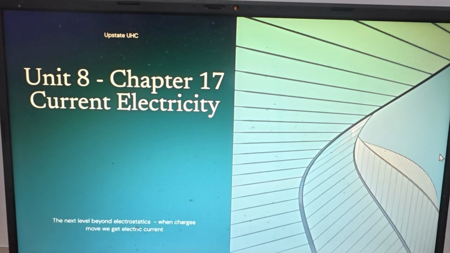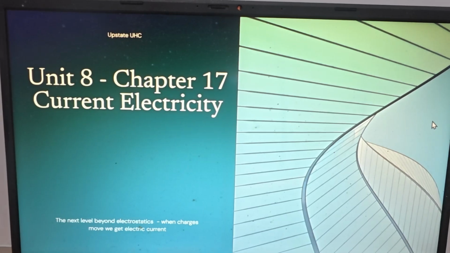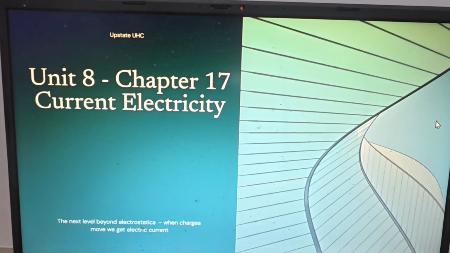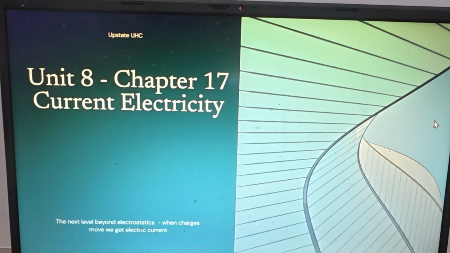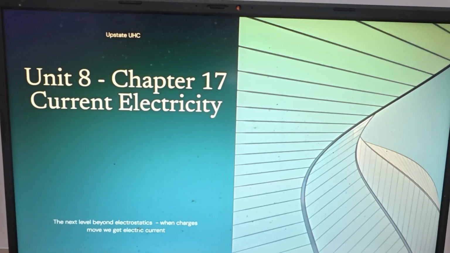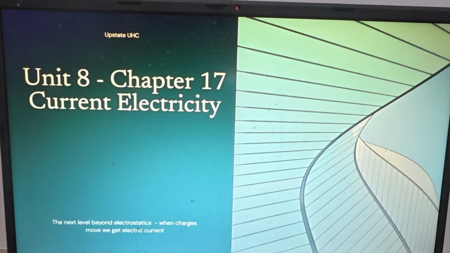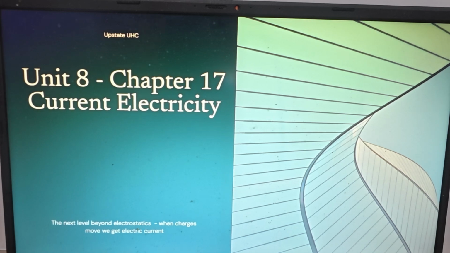We're going into a new chapter, chapter 17. It's part of Unit 8, and we're going to the next level beyond electrostatics. This is the part of the curriculum when we explore charges that are moving instead of being stationary. Electrostatics means static, staying put, and current electricity, current meaning it's moving, it's charges in motion.